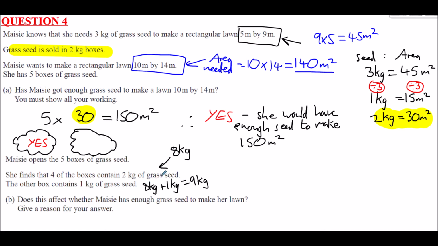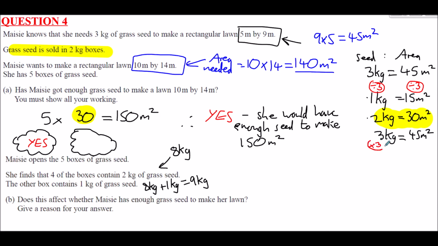So would this affect whether she has enough grass seed to make her lawn? Well, if she only had 9 kilograms of grass seed, what we could do is work out how much grass seed she needs exactly to cover the area she needs, or we could work out how much 9 kilograms of seed would cover. So we can use the table we started here and try to build up to 9 kilograms. So 1 plus 2 is 3, so I could add these 2 rows here, this one plus that one. 3 kilograms would be enough to cover an area of 15 plus 30, which is 45 square meters. Then to build up to 9, I could just triple this line here I've just made.